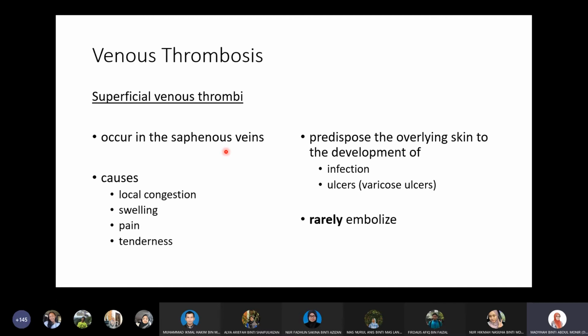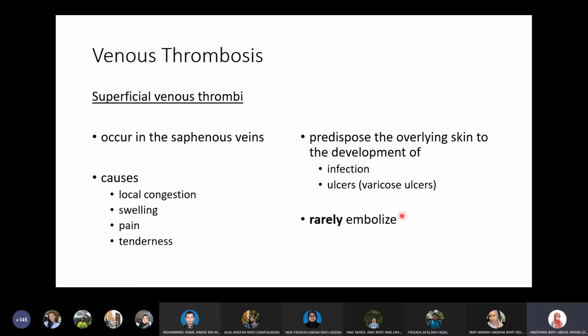When there is blockage by thrombi, it can cause local congestion, swelling, and pain and tenderness at the area. So this is local, depending on the site where the thrombus is lodged. And what will happen to the area, the overlying skin can easily develop infection, and sometimes it can develop ulcer, what we call a varicose ulcer.